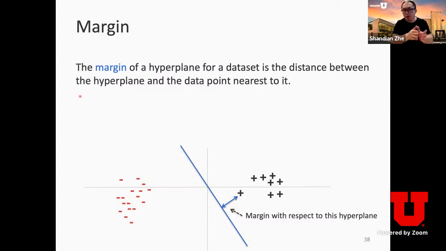The margin is originally defined as a property of a separating hyperplane. We assume that the data set is linearly separable, and we have a separating hyperplane which separates all the positive examples from negative examples. Then this hyperplane has a margin. The margin is the minimum distance between the data points in this data set and the hyperplane. In this particular example, obviously, the point nearest to this hyperplane is this positive example. We just calculate the distance, and this is the margin of the hyperplane for that data set.